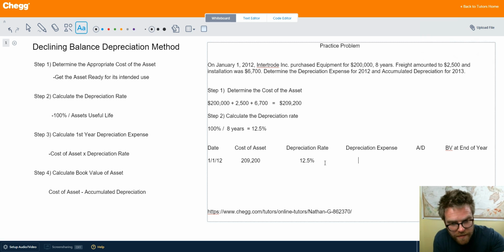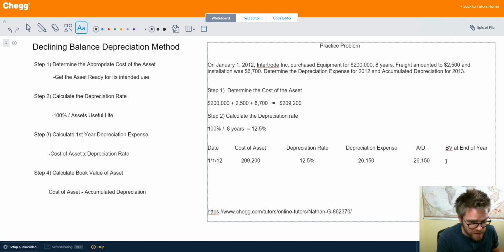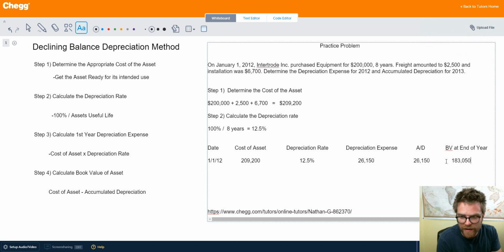So let me go ahead and calculate that here. Okay, so for that first year, your depreciation expense is $26,150. Now your accumulated depreciation, once again, is the sum of all those depreciation expenses. Now, since this is the first year, that's all you have, just that $26,150. So you just move that over, no big deal. Book value at the end of the year, well, you're just going to subtract the cost of the asset minus the expense. And that is your book value. So, $209,200 minus $26,150. So book value at the end of the year is $183,050.